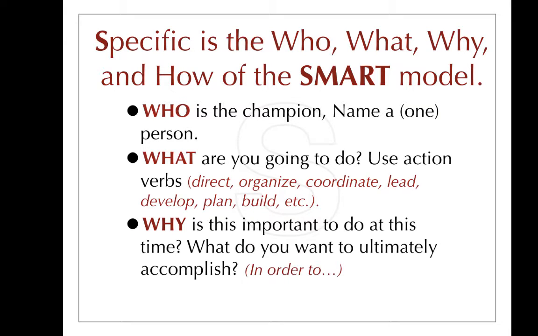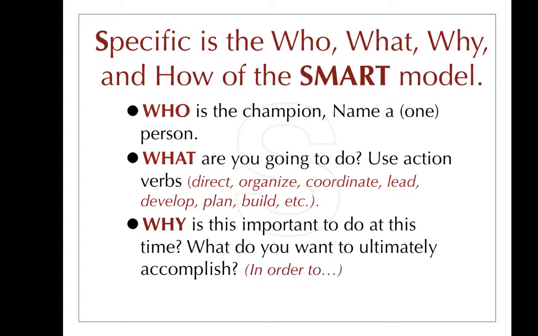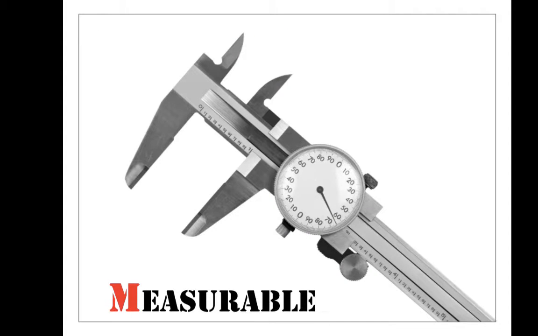But also talk about why it's important to do this at this time. What is it that you want to ultimately accomplish? And use the words in order too. So if I wanted to lose 10 pounds in the next 6 months by walking 4 times a week, the importance of that is in order to live a full and conscious life, to avoid illness. And then talk about how you're going to do it. And the example I just gave about losing weight by walking 4 times a week. Be specific about how you're going to do that.